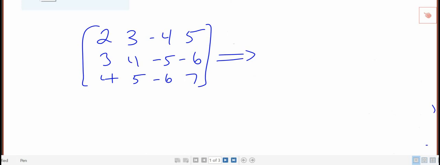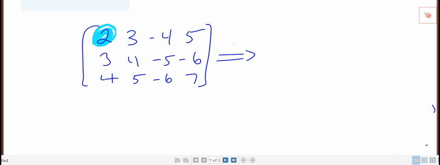But notice if I divided the first row by 2 to get a 1 in this top spot, then I would have a bunch of fractions in here. I'd have a 3 halves, a 2, and a 5 halves. And now I'm going to start working with fractions. Well, I don't like doing that. It's not the most efficient way to do it.